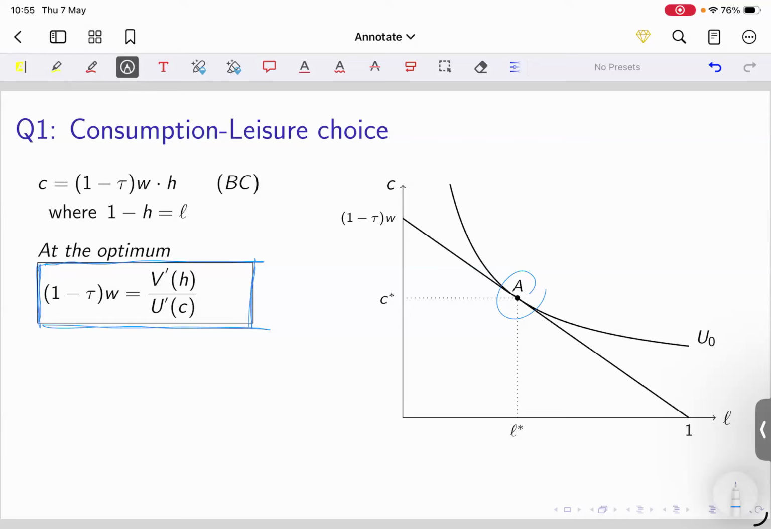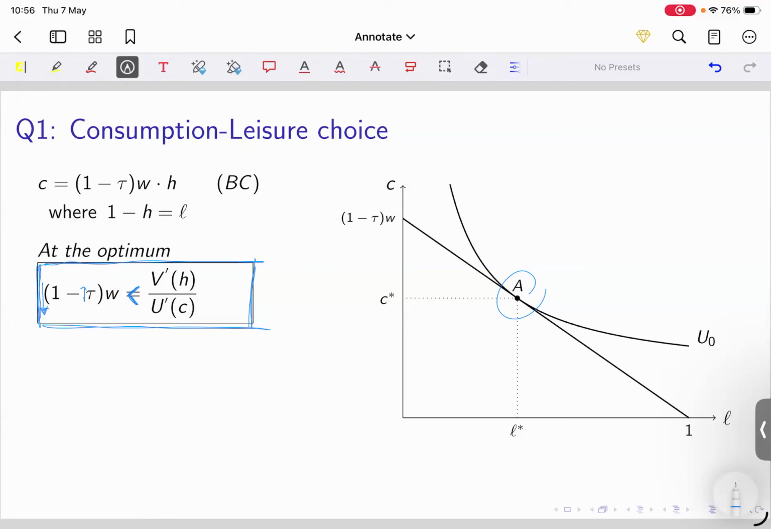Now, finally, to our question. What are we considering here? We're considering an increase in the income tax rate. So tau increases, which means my left-hand side, my available income, actually drops, because I need to pay more to the state. What before held with equality now holds with strict inequality.